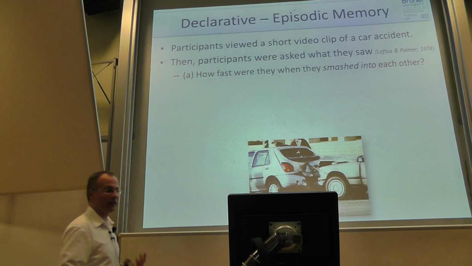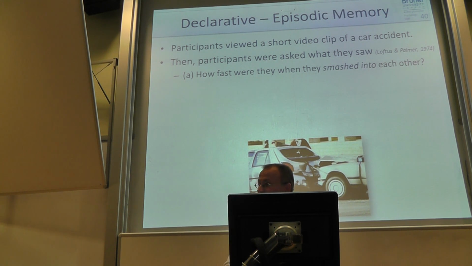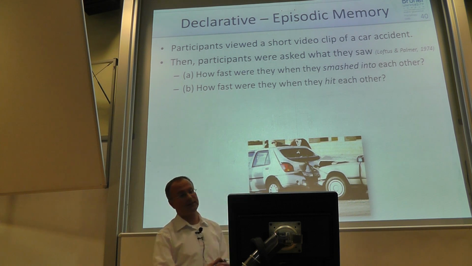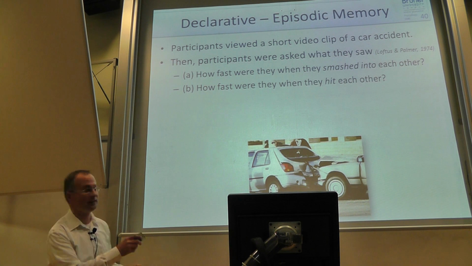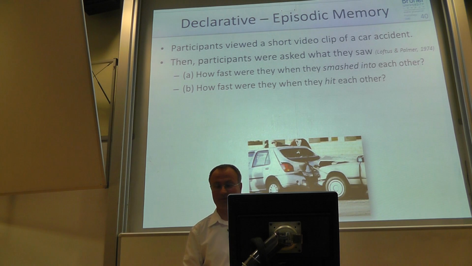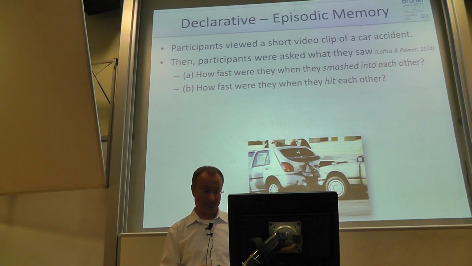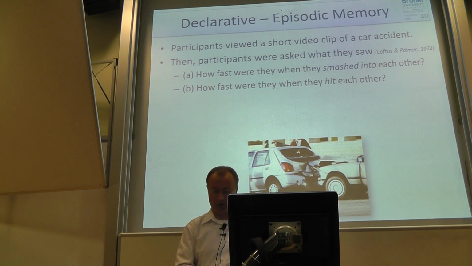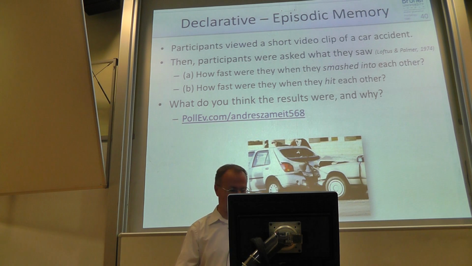Group A was asked, how fast were the cars when they smashed into each other? And Group B was asked, how fast were they when they hit each other? Of course, the participants didn't know there were any other conditions. So the people were asked about the speed of the car. One group with this wording, one group with that wording. What do you think the results of that study were?